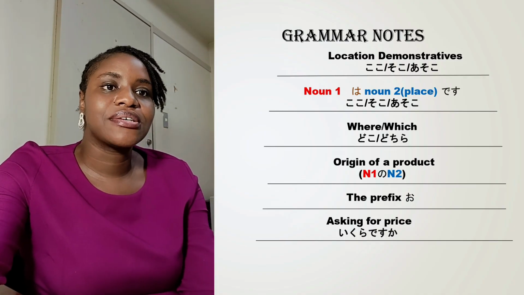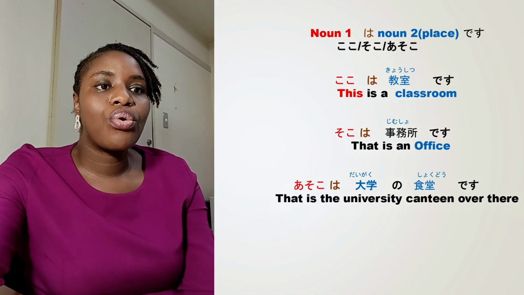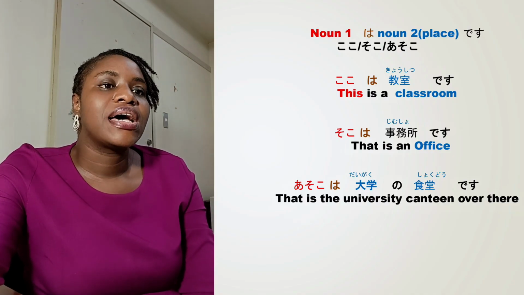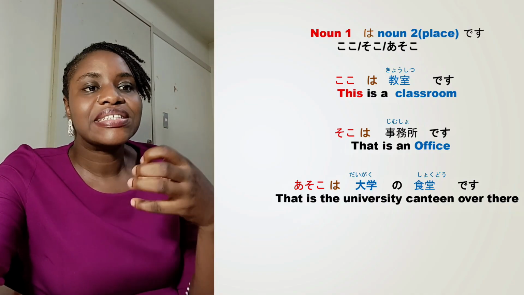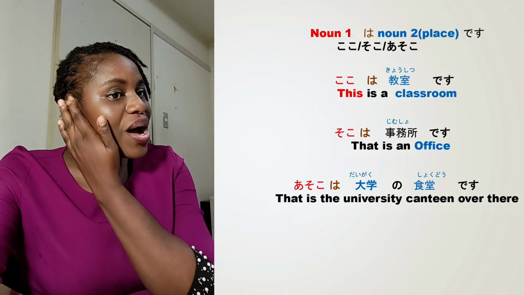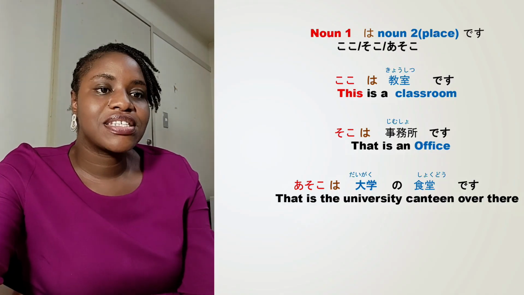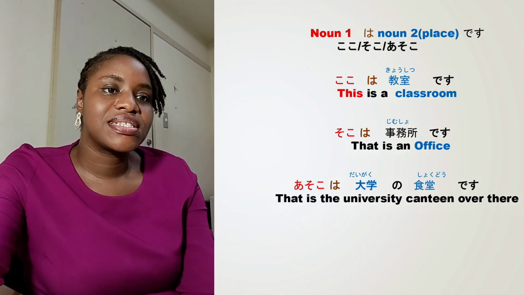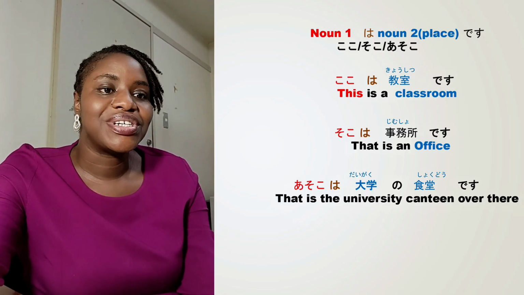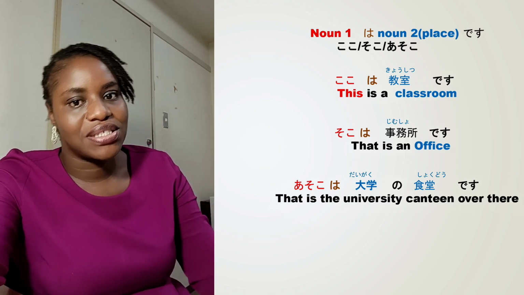Now let's get into it. Ja, the first one. Koko wa kyoshitsu desu. This is a classroom. However, this is koko, so the nuance is this place is a classroom. Koko wa kyoshitsu desu. Kyoshitsu, classroom. The second example, soko wa jimusho desu. That is an office. So it's like that place is an office. Maybe me and somebody are passing, and I'm like, that place is an office.